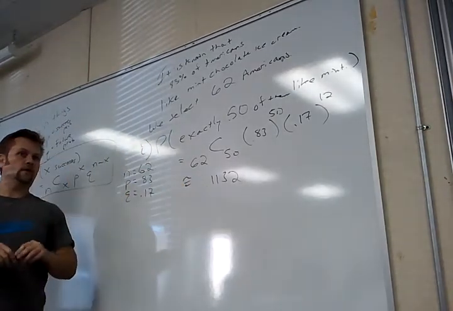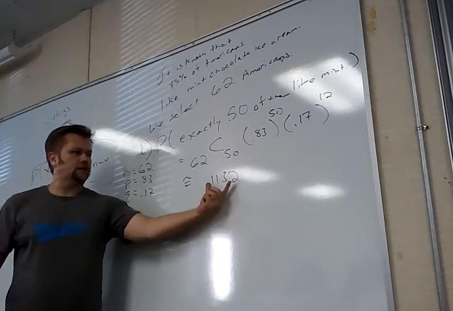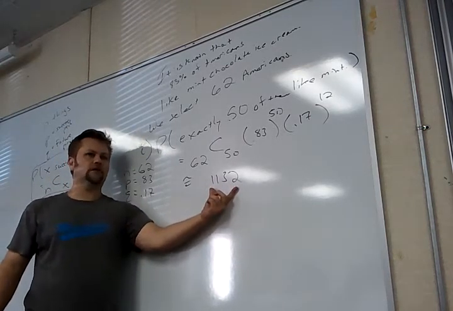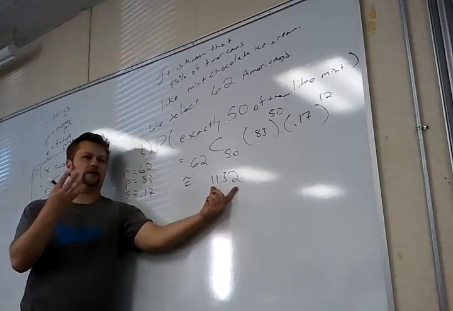Yes, ma'am. So do you want us to go out 4 places after the decimal? Yeah, I'm going to move us in the direction of doing 4 places because in chapter 6 we'll see there's a chart where all the probabilities go out to 4 places.